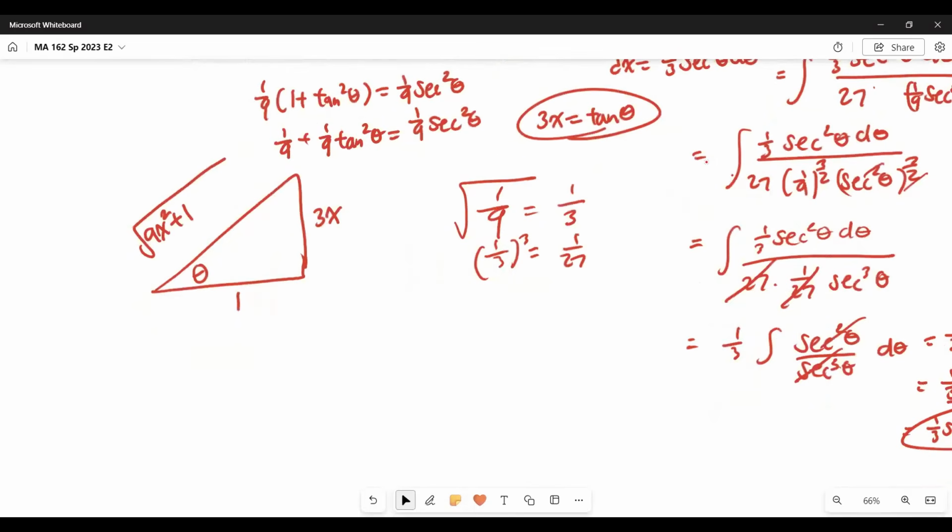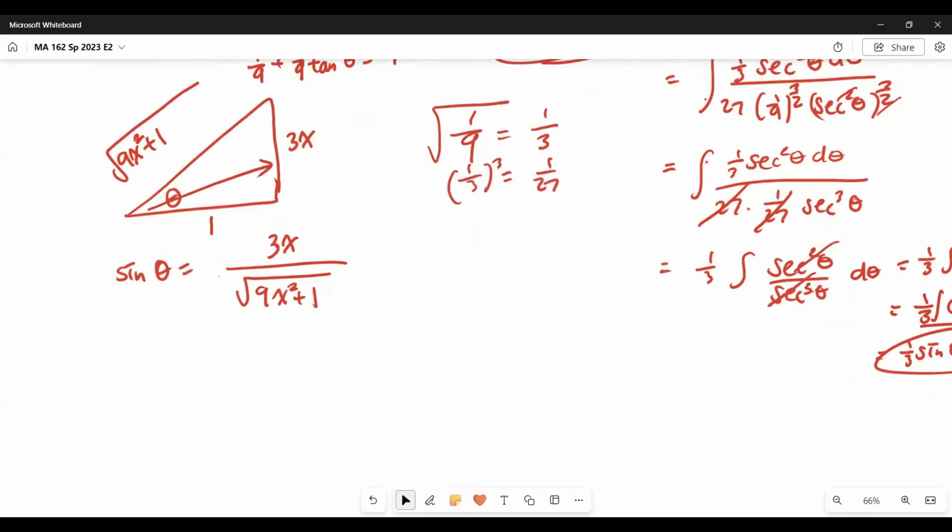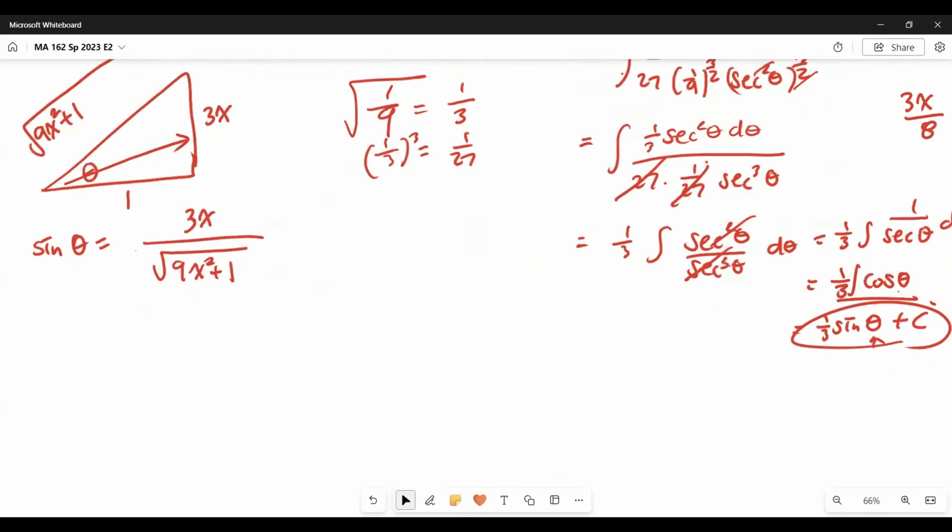Now let's find sine theta. So the sine theta would be 3x over the square root of 9x squared plus 1. Do you remember your SOH CAH TOA thing? Yeah, you should remember it. So that's the sine theta.